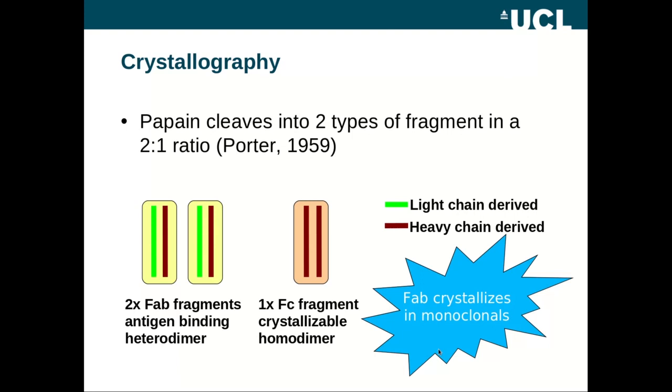However, a long time ago, a scientist called Porter discovered that the protein papain will actually cleave antibodies into two types of fragment. This was obviously before we actually knew about the structure of the antibodies. When he did this with polyclonal antibodies, he found that you got a 2-to-1 ratio of two types of fragment.